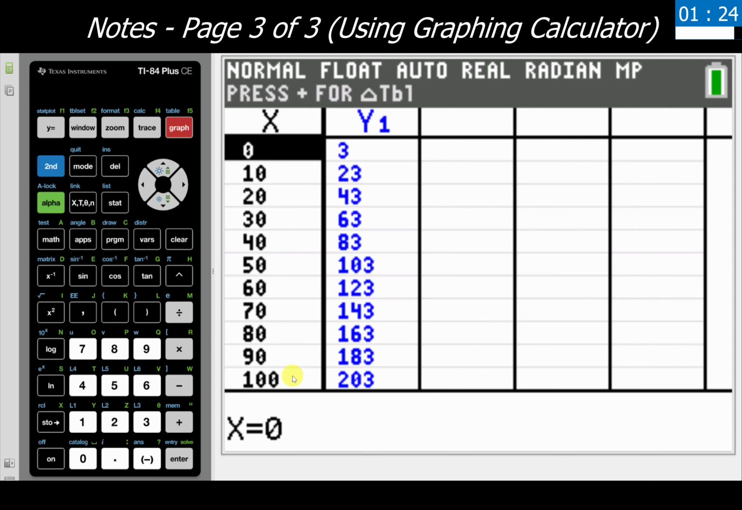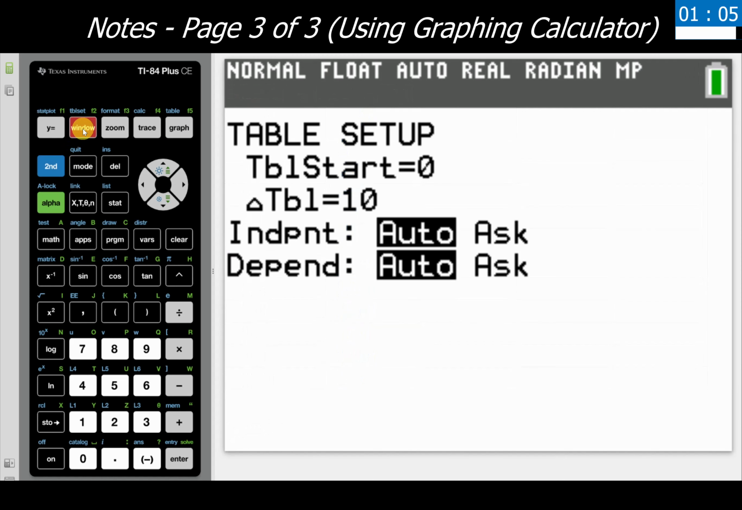Now before we do that, before we close out of everything for our video here, I do want to show you how you can go back in and quote unquote reset these tables and these intervals so you don't have it as 10s for everything. We're going back into second table set, so I'm clicking second window. Table set, where do you want it to start? 0 is always a good starting place. What do you want your table to change by?